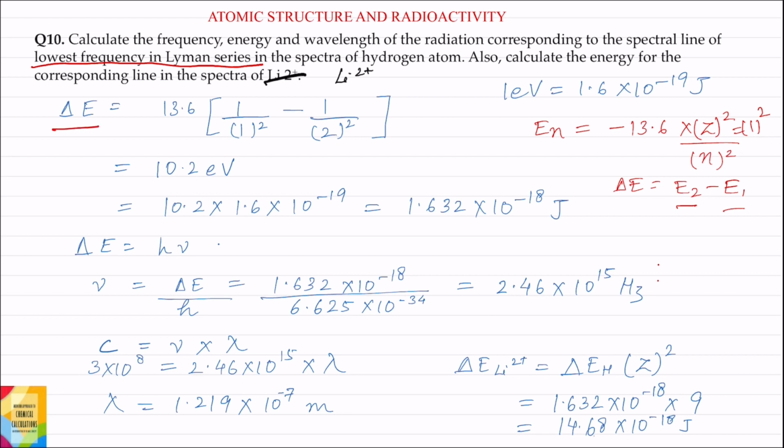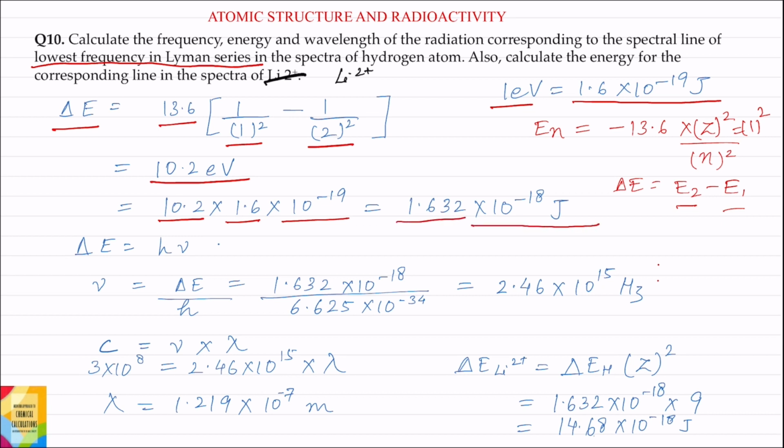So the value of delta E will be equal to 13.6 into 1 by n1 square minus 1 by n2 square, where n1 and n2 denote the number of the orbit. So n1 square will be 1 square, n2 square will be 2 square. Solving, value of delta E will be 10.2 electron volt. Now 1 electron volt is equal to 1.6 into 10 to the power minus 19 joule. Therefore 10.2 electron volt will be equal to 10.2 into 1.6 into 10 to the power minus 19, and this is equal to 1.632 into 10 to the power minus 18 joules.